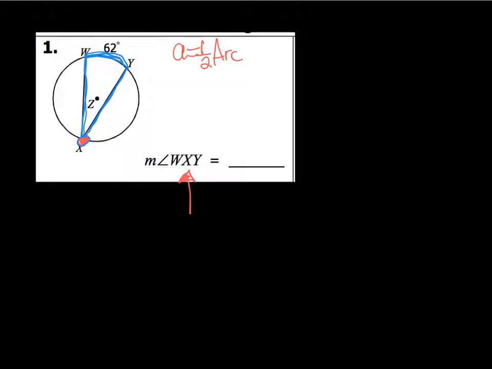So what do I have? I don't have the angle, but I have the arc, which is 62. So the angle is equal to half of 62, so the angle is equal to 31 degrees.